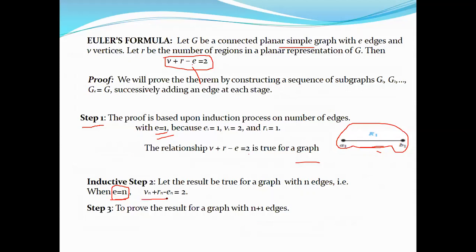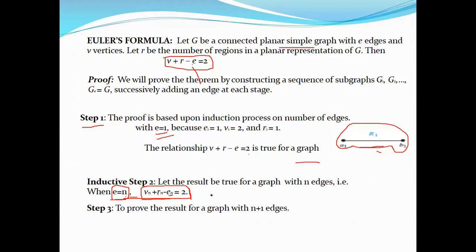And Vn plus Rn minus En equal to 2. It does not specify that the number of vertices is N or the number of regions is N. It simply means that we are talking about a graph which contains N edges, so En, and then the number of vertices and regions there. This result is true for any graph which contains N edges: V plus R minus E equal to 2.